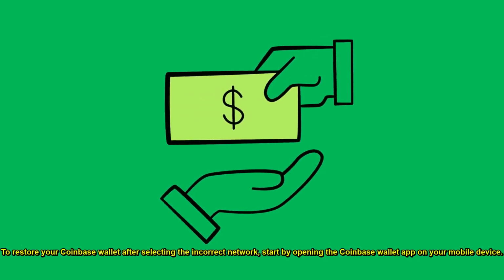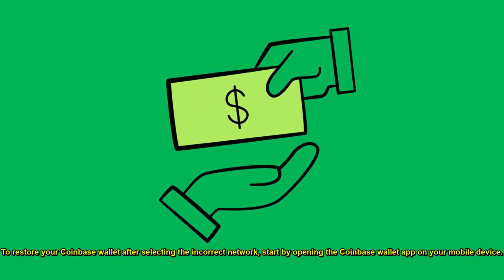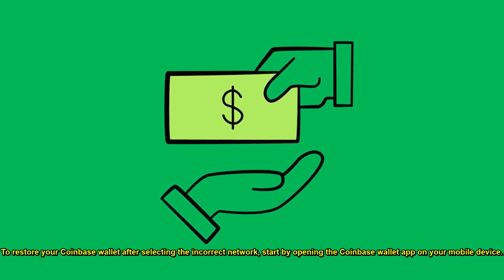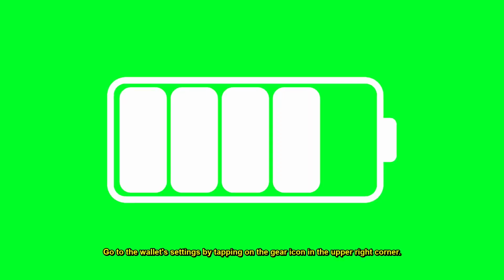To restore your Coinbase wallet after selecting the incorrect network, start by opening the Coinbase wallet app on your mobile device. Go to the wallet settings by tapping on the gear icon in the upper right corner. Scroll down and select the backup option from the settings menu.